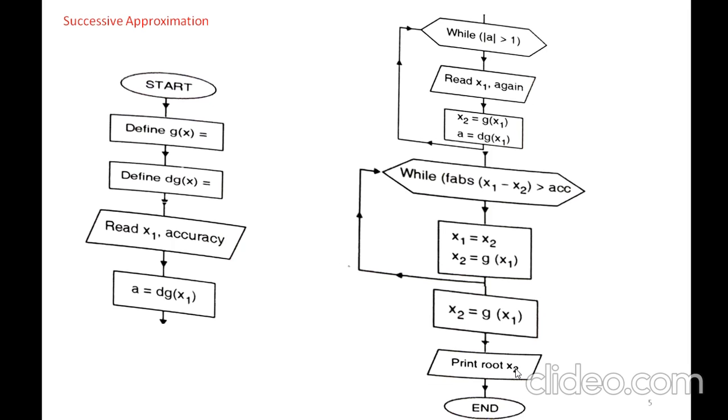So the successive approximation method divides into three portions. First is the input values, second is checking the convergence criteria, and third is checking the accuracy. So this is the successive approximation method by the accuracy criteria.